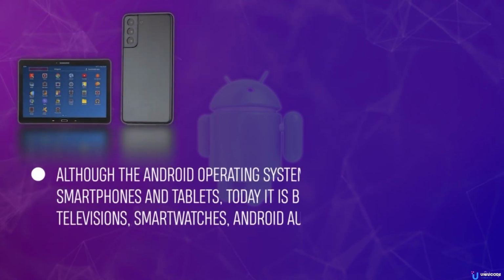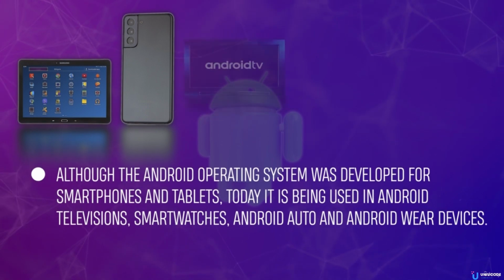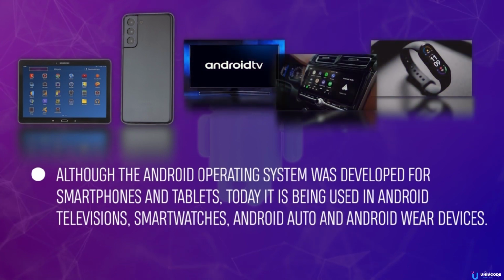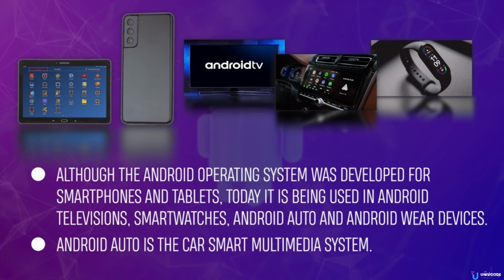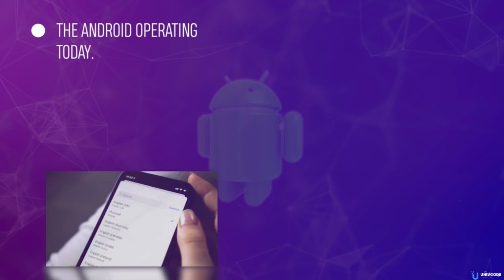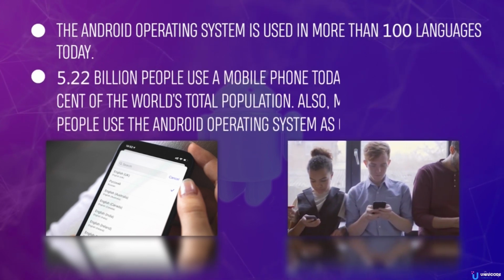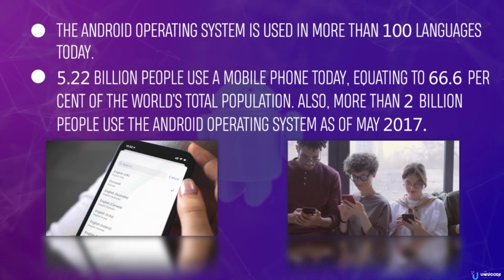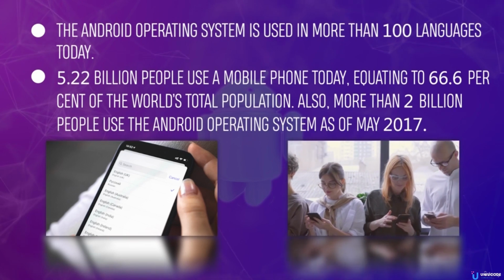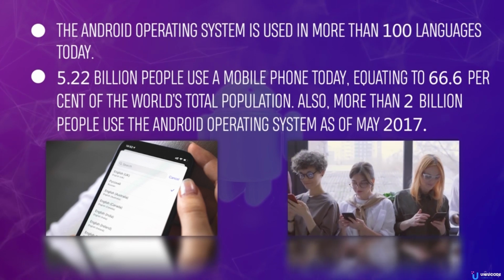Although Android is developed for smartphones and tablets, today it's still being used in Android television, smartwatches, Android Auto, and Android Wear devices. Android Auto is the car smart multimedia system, in case you weren't aware. So, the Android operating system is used in more than 100 languages today. That's 5.22 billion people who are using a mobile phone today. And that equates to 66.6% of the world's total population. Also, more than 2 billion people use the Android operating system as of May 2017.